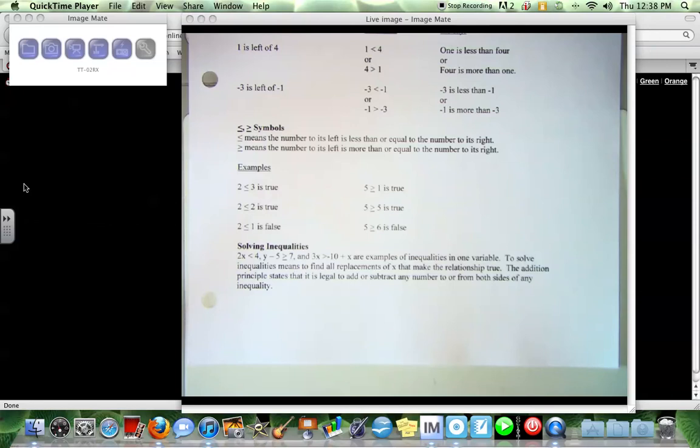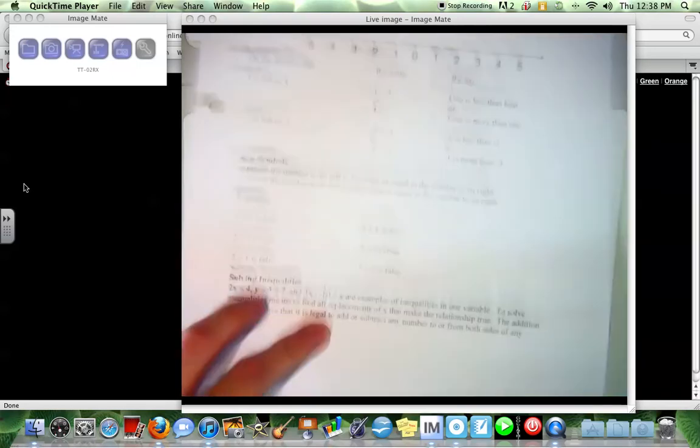To solve inequalities means to find all replacements of x that make the relationship true. The addition principle states that it is legal to add or subtract any number to or from both sides of any inequality. So this is the same thing as what we've been doing. What we do to one side, we have to do to the other. So let's practice.